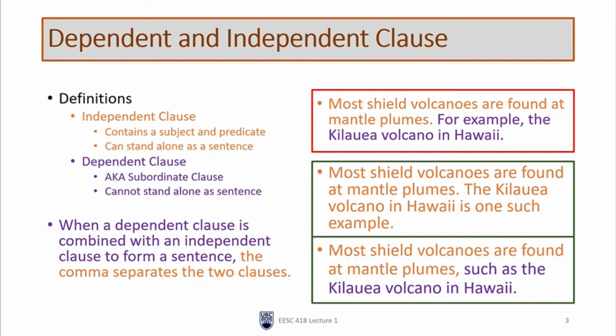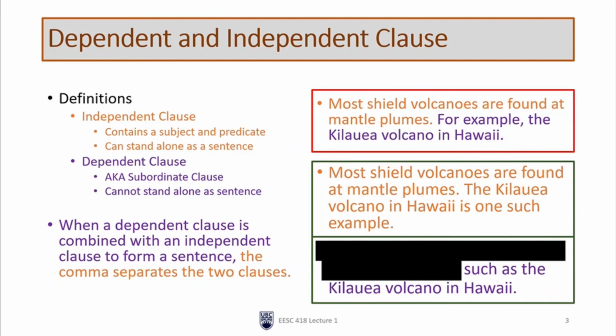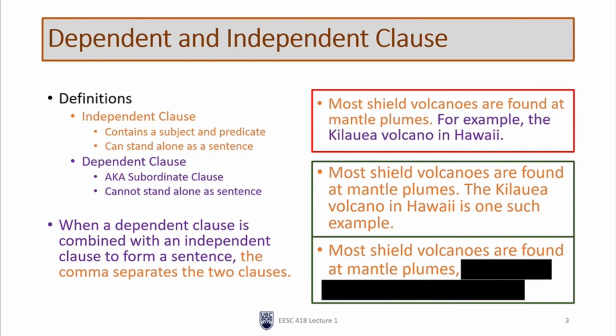And if you're wondering how to tell an independent clause from a dependent clause, you can simply cover up half of the sentence and see if the remaining half stands on its own. So if we look at the bottom right sentence and we cover up the first part, we're left with, such as the Kilauea volcano in Hawaii. This is not a complete sentence, which indicates to us that it is a dependent clause. If we cover up the second half, the remaining text says, most shield volcanoes are found at mantle plumes. The comma here could be replaced with a period, leaving a full sentence. So this is an independent clause.